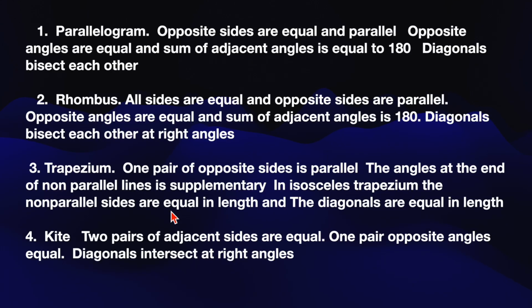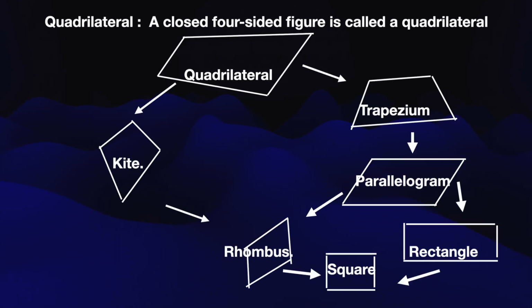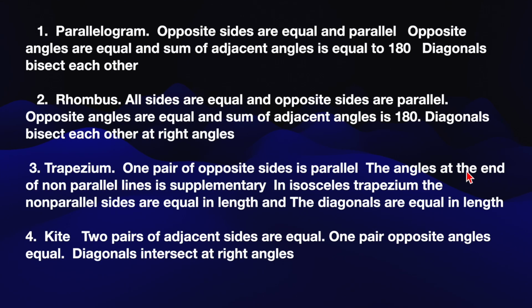Okay. Kite, two pairs of adjacent sides are equal. One pair of opposite angles is equal. Diagonals intersect at right angle. So here is an example of kite. These adjacent sides are equal. Okay. Important thing is the diagonals will intersect at right angle. So in kite and rhombus, the diagonals will intersect at right angle. Okay.